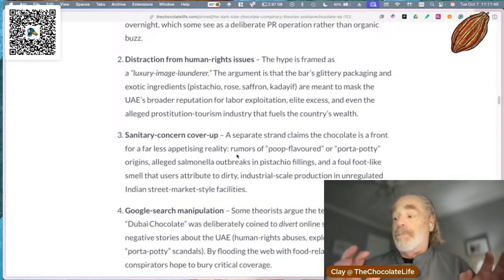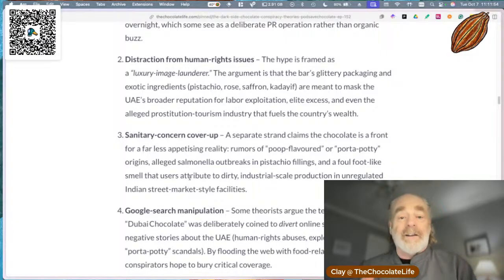But there's also this notion of the chocolate is a front for a far less appetizing reality. The rumors of poop flavored or porta potty origin, alleged salmonella outbreaks and pistachio fillings. That, by the way, that may not be alleged. There have been recalls associated with quote unquote Dubai chocolate products, some of which do relate to contamination of ingredients. So that's not alleged, right?